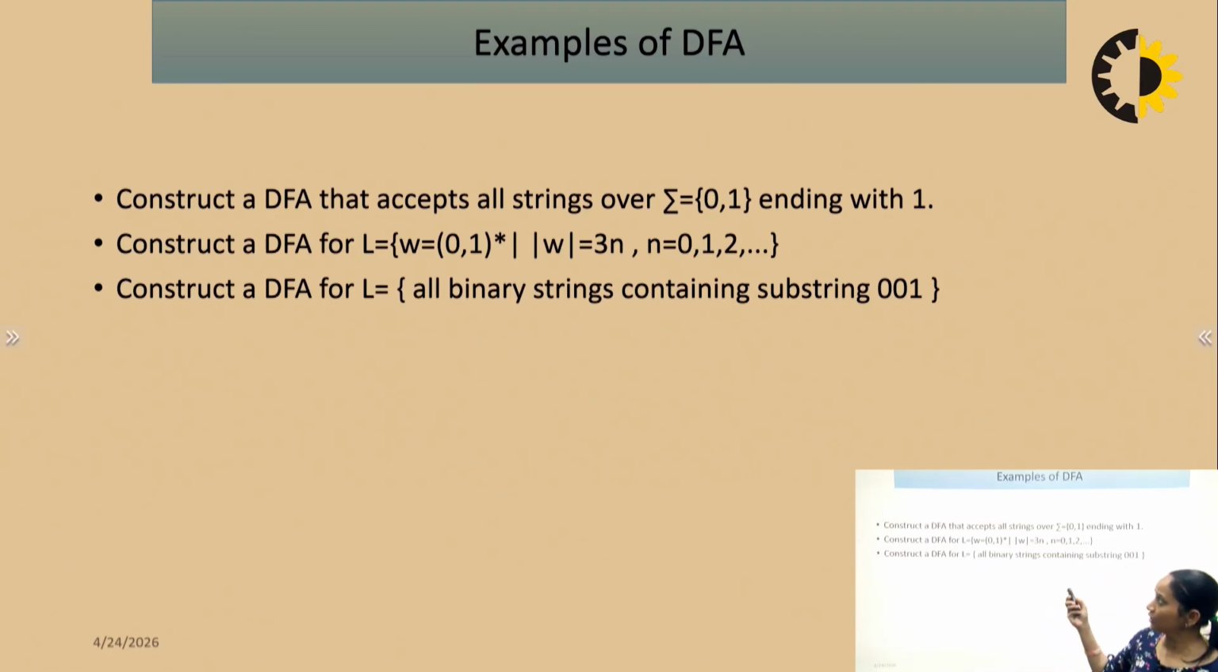So here are some questions for the designing of DFA. Question number 1: construct a DFA that accepts all the strings over the input symbols 0 and 1 ending with 1. There are 2 input symbols, and we have to design the DFA for both. We define the possible states Q0, Q1, with transitions on 0 and 1, and there should be only one move possible.